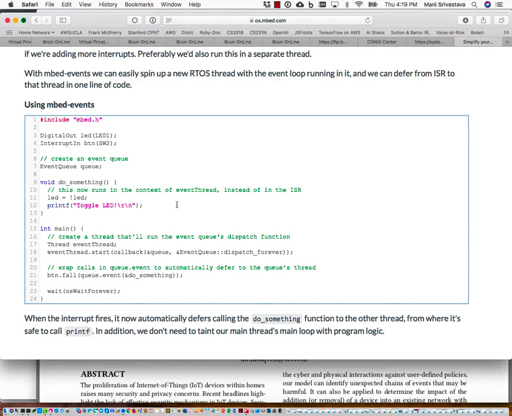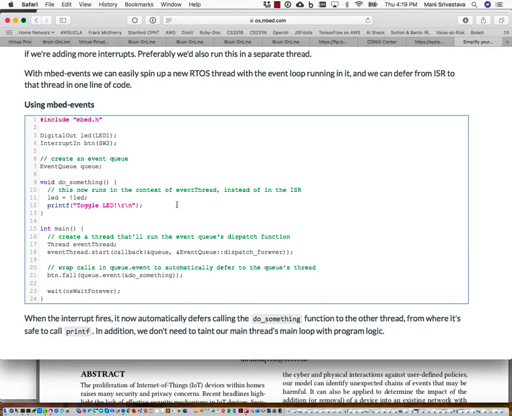So first thing we do is we create the event queue, obviously. Then we start a server thread. In this case, there is just one server thread. So they start an event thread, which is declared to be a thread. And we start it, and we give it a callback.